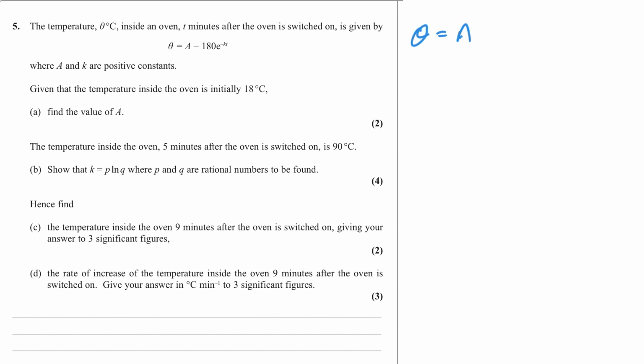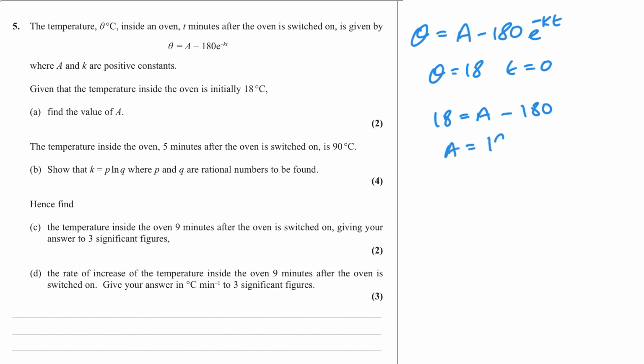We get theta equals a minus 180 e to the kt, where k is negative, and a and k are positive constants. Given that the temperature inside the oven is initially 18 degrees, that will mean that theta equals 18 while t equals 0. So 18 equals a minus 180. So a is equal to 198. And that's part A done.